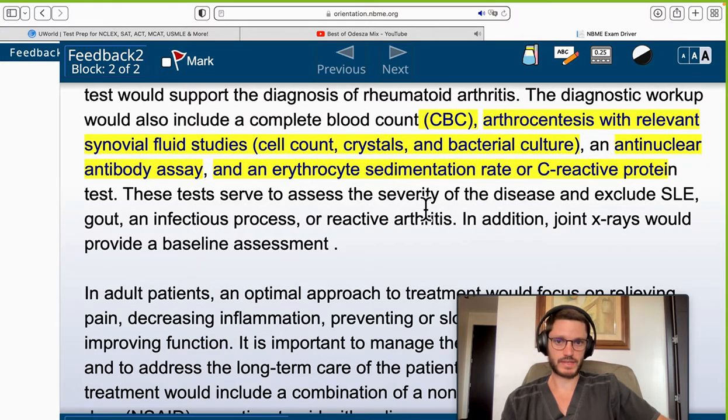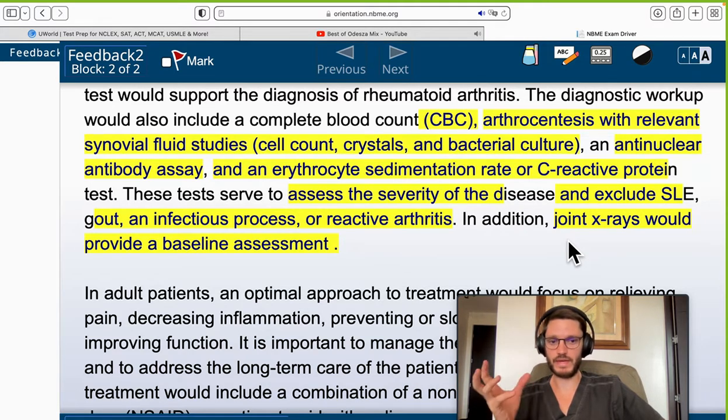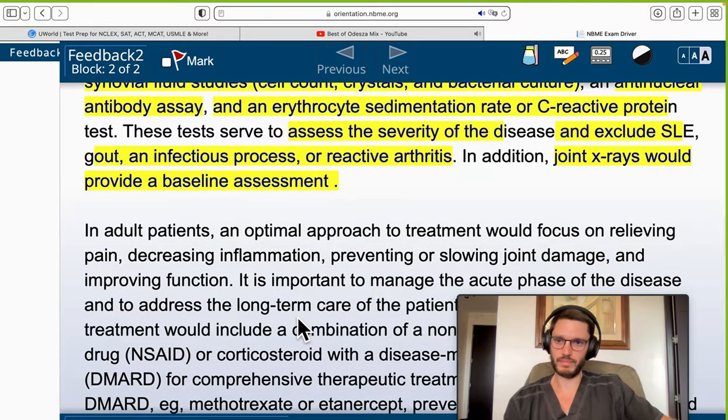These tests serve to assess the severity, okay, and exclude SLE, gout, infectious process, or reactive arthritis. In addition, joint x-rays would provide a baseline assessment. Yeah, so the x-rays would be okay because you could have a baseline to compare afterwards, because with rheumatoid arthritis you could have these changes that happen. I think it's called like, what's the name, teacup, or I don't remember the name. The thing is that the edges of the articulation get eroded, so it would be okay to have a baseline.